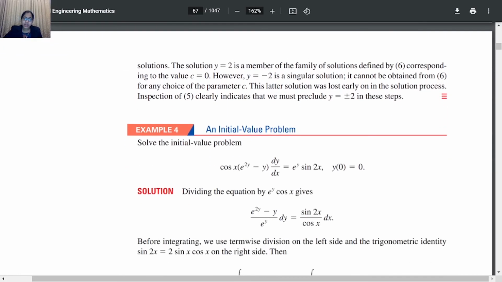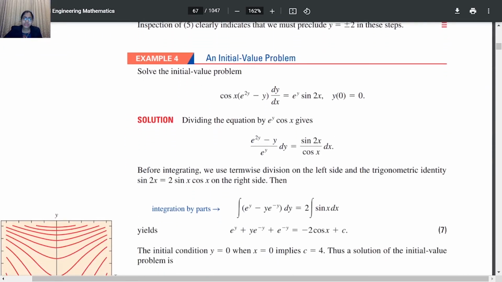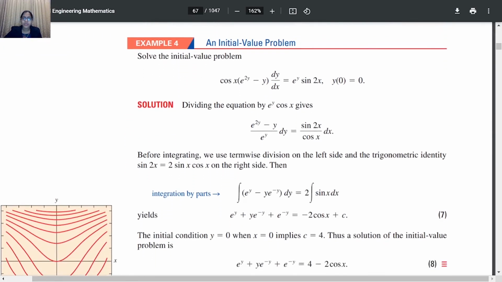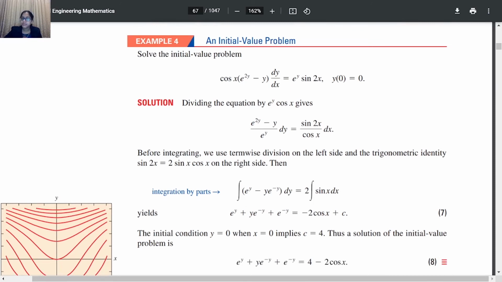Now here we have another example, that is to solve the initial value problem. This is just a simple example. We are asked to solve the initial value problem: cos x into e raised to 2y minus y into dy by dx is equal to e raised to y into sin 2x. So how can we separate it? I am going to take e raised to y to this side and cos x to this side.